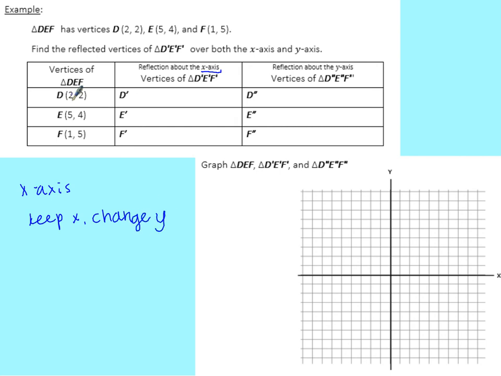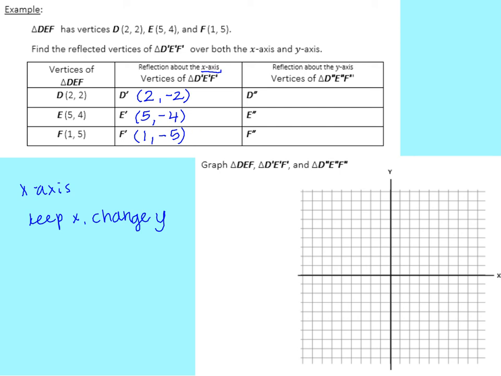So that means in point D, for D prime, we're going to keep the x, so 2 stays the same. But our y, we're just going to change. It was positive 2, so now it's just going to be negative 2. In point E prime, we keep our x, so it's 5. And then our y was 4, we're going to change it to negative 4. And in F prime, we keep our x, it's 1, and our 5 was positive, so now it's negative. So that's what we get for when we're going to flip it over the x-axis.